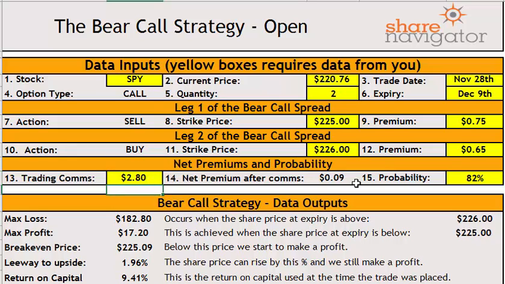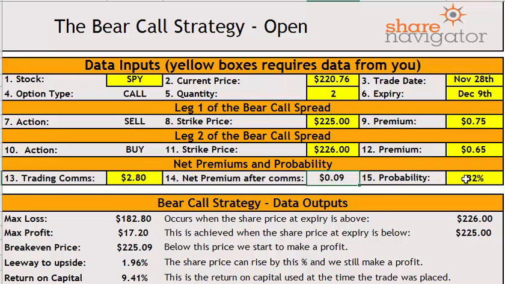The next section here, again, is automatically populated for you. It's the net premium per share that you're taking in. Remember, this is a credit spread, after the trading commissions are taken out. So if you look at it here, we're selling the 225 call. We're taking in a premium of 75 cents for doing that. And at the same time, we're buying the 226 call, but we're paying out 65. So that's a net credit of 10 cents. But of course, we've incurred a trading cost, which must be taken into consideration. And when we've done that for you, it's a 1 cent reduction in the credit that you've received.